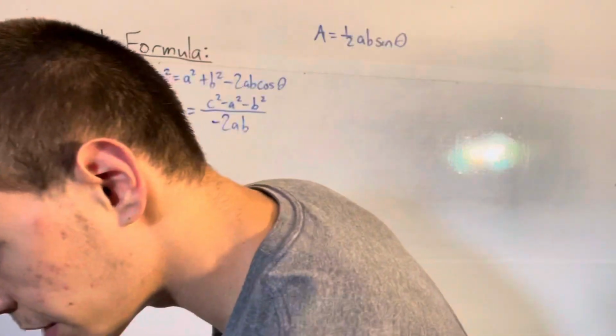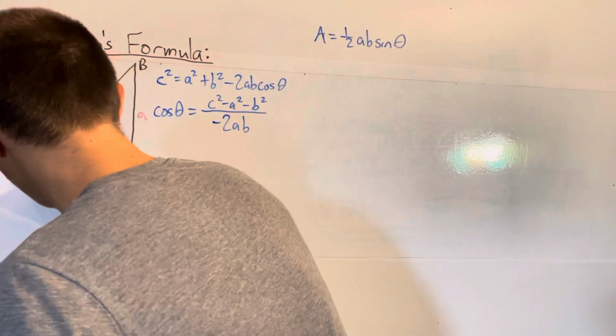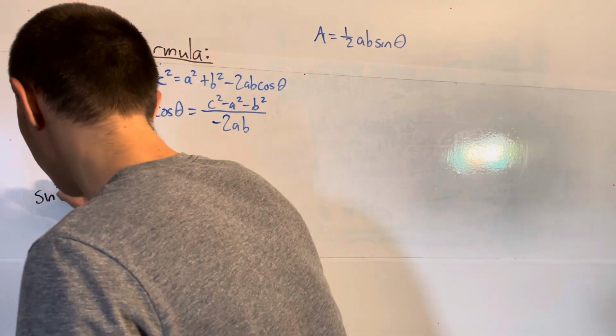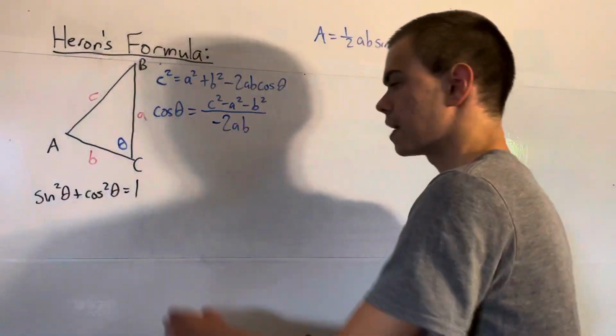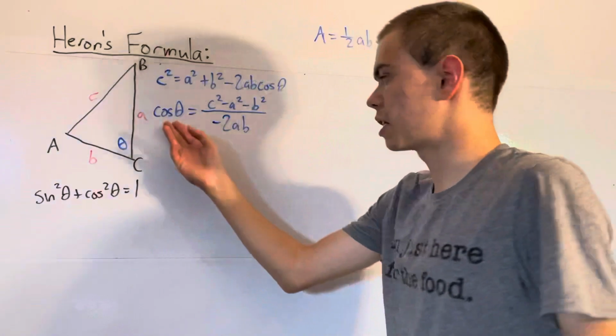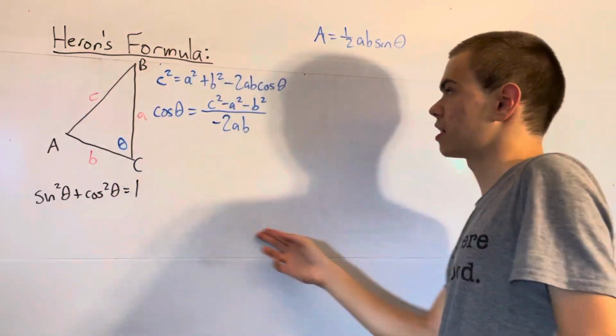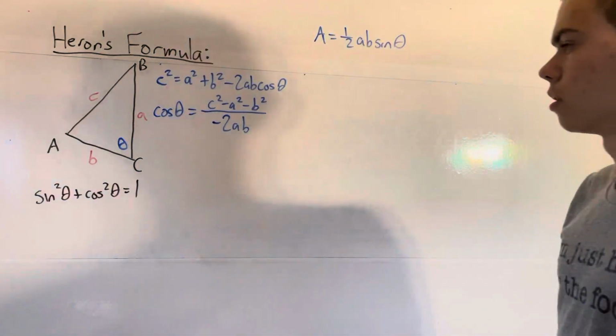In fact, they're related by, let me just show you. They're related by the fact that the sine squared of theta plus the cosine squared of theta equals 1. That's how sine of theta and cosine of theta are related. So if we just use the idea and write cosine of theta in terms of sine of theta and substitute it into here, then that would work.